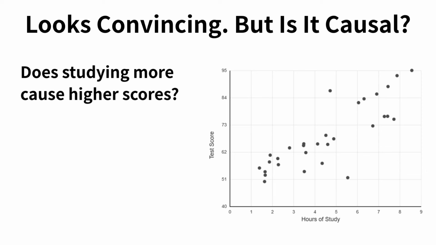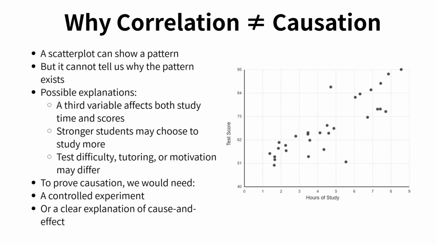The key lesson is this: correlation can suggest a pattern, but it cannot prove causation. On the SAT, your job is not to explain why something happens, only what the data actually supports. Let's slow down and be precise about what this graph can, and cannot, tell us.